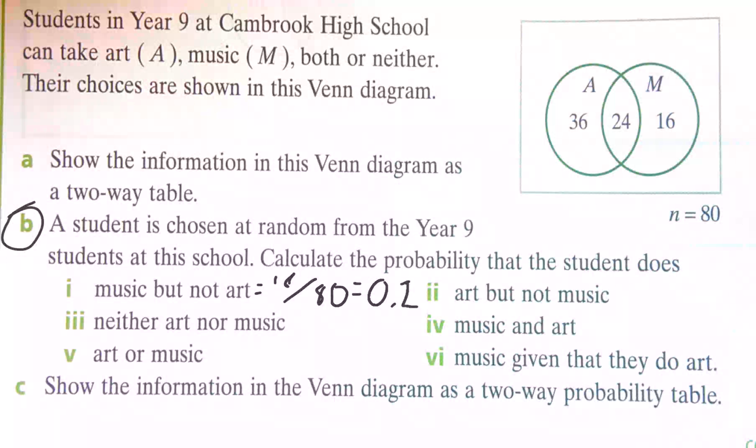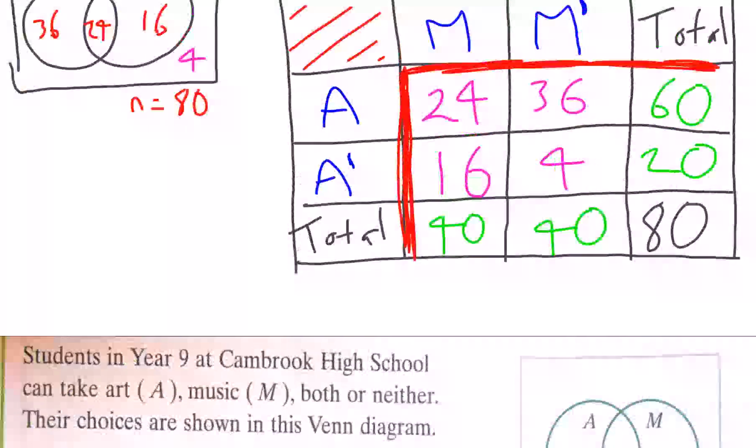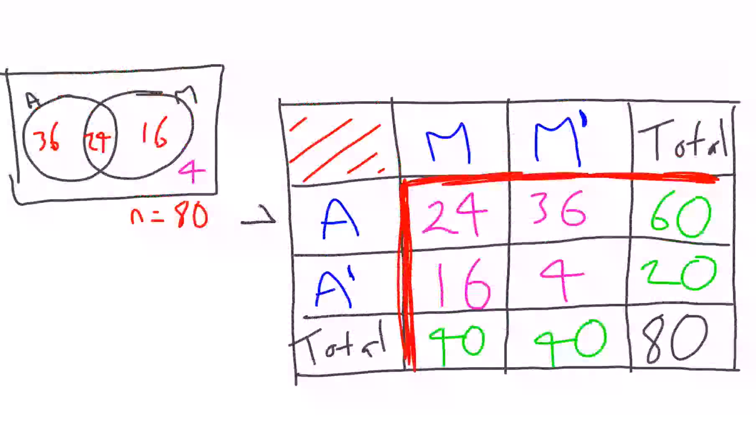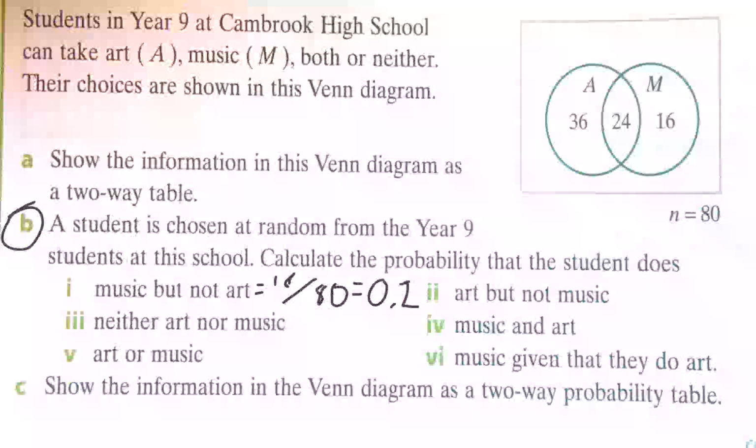Let's look at number 2, art but not music. We go back to our table. I want the student who does art but not music. 36 students out of our total of 80. So we put that as a fraction, 36 out of 80. And again, we do our division. 36 divided by 80 to get 0.45. I'm running out of space.